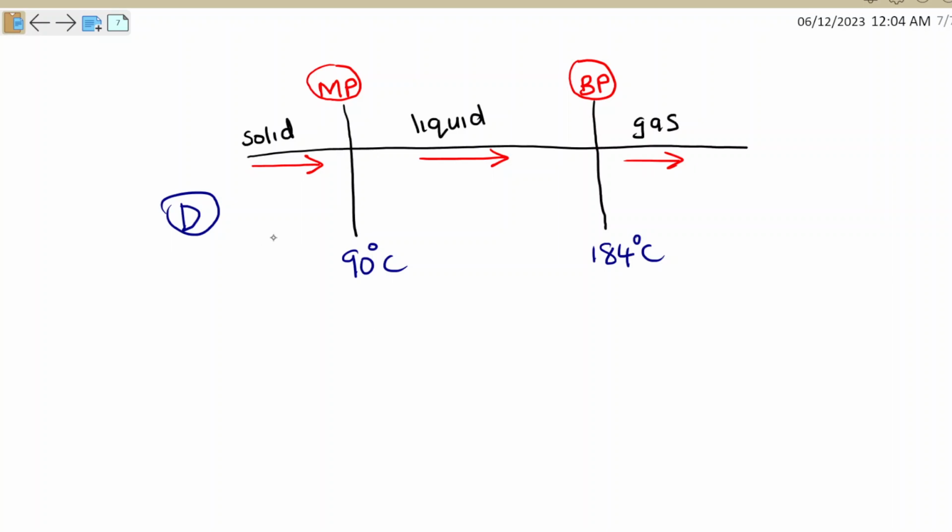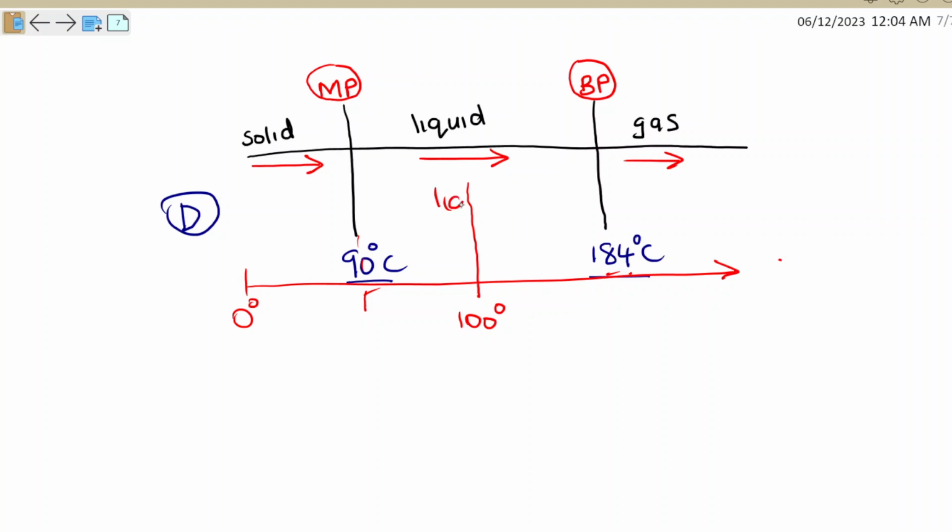So here is substance D. So the melting point is 90 Celsius degrees and the boiling point is 184. So where is 100 here? Surely 100 must be somewhere here in the number line. So from, let's say 0 is here up to 90, it's a solid. From 90 to 184, it's a liquid. From 184 going further, it's a gas. So 100 is here.